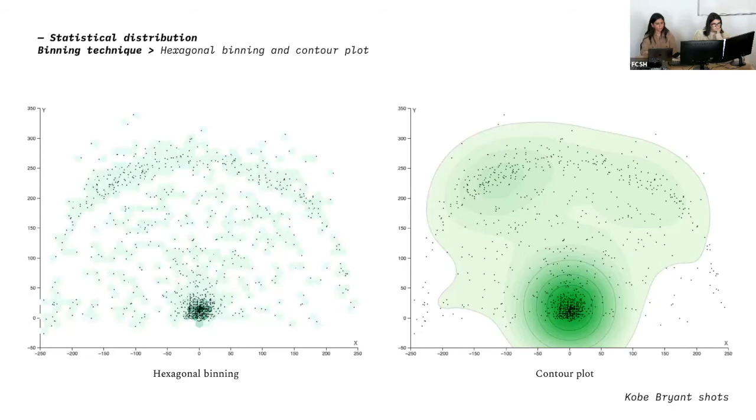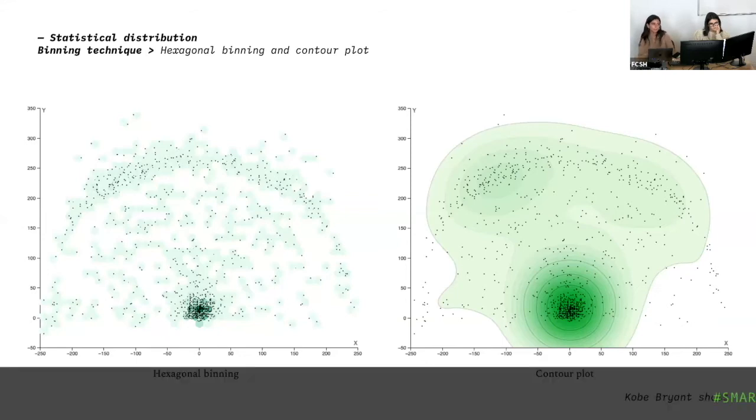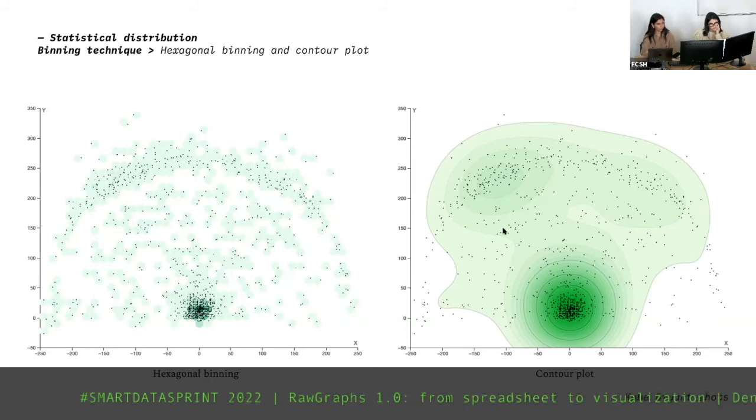Here we have another two examples. The first one is the hexagonal binning, and on the right we have the contour plot, used both to visualize the density of points. They are very simple to make on RawGraphs, and they are very useful because they allow us to have an overall view, in a different way, of different kinds of phenomena.